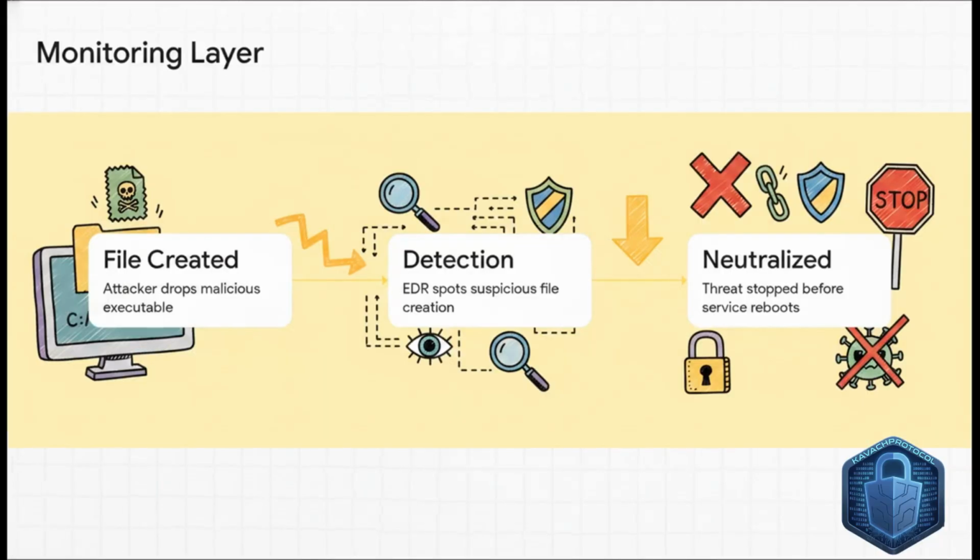Because what does that monitoring layer actually look like in practice? Standard network firewalls are practically blind to this stuff because privilege escalation happens entirely locally, deep inside the Windows kernel. You need endpoint visibility. With the right tools, like Sysmon or a solid EDR solution, blue teams can spot the attack as it's developing. When an attacker creates that malicious program.exe file on the C drive, that triggers a file creation event. Your tool should catch it at step 1, neutralizing the threat way before the service ever gets a chance to reboot and run the code.